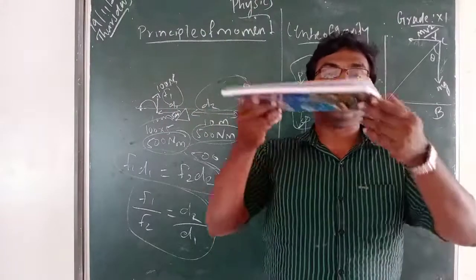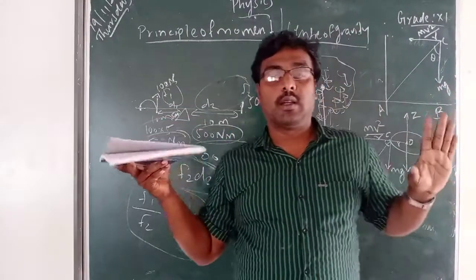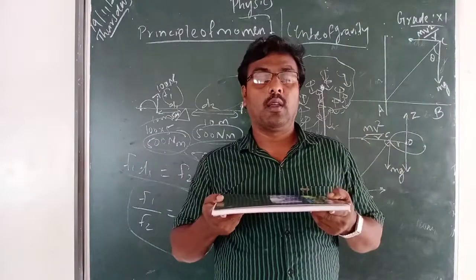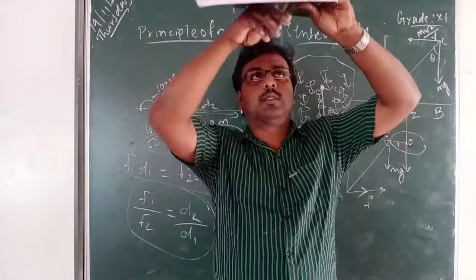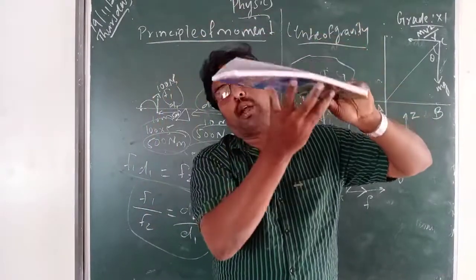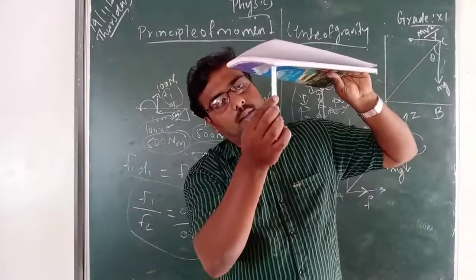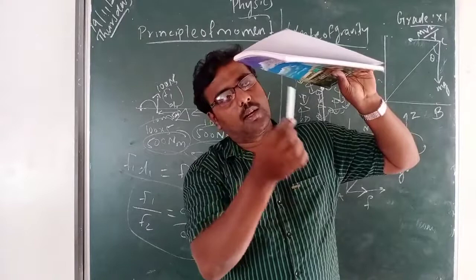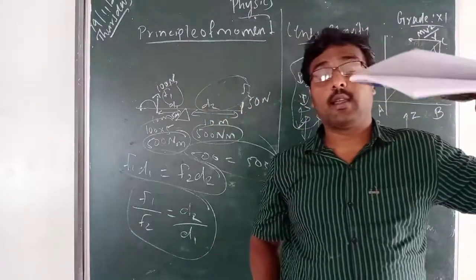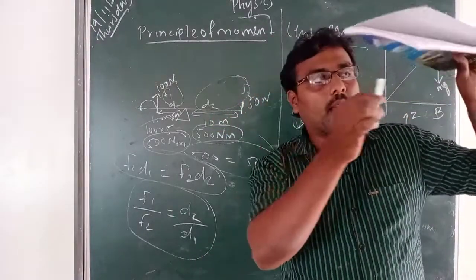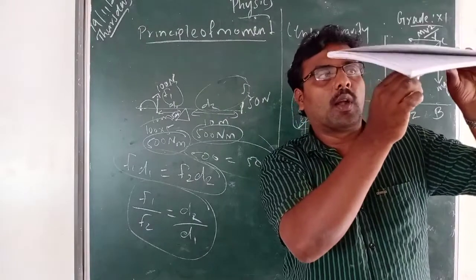Assume that this is a rigid body. You know this rigid body is made up of many point masses. From all these point masses, a downward force is acting. And one point, what is it?